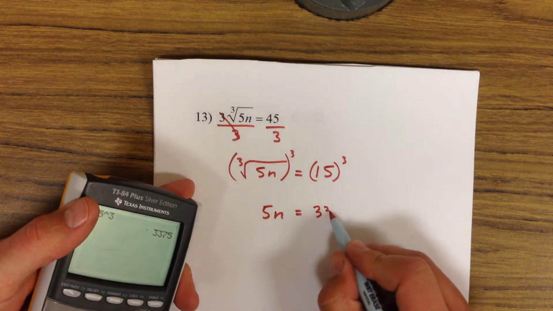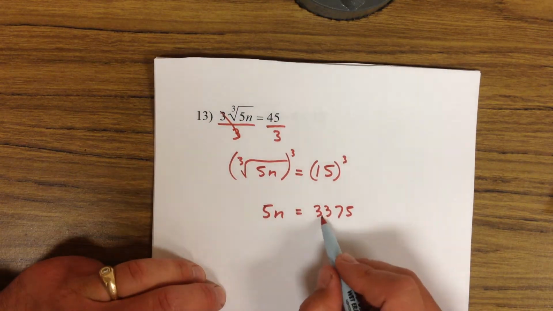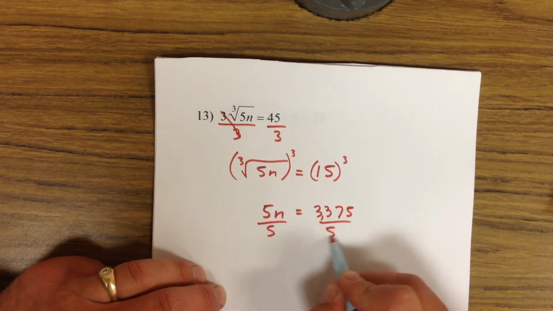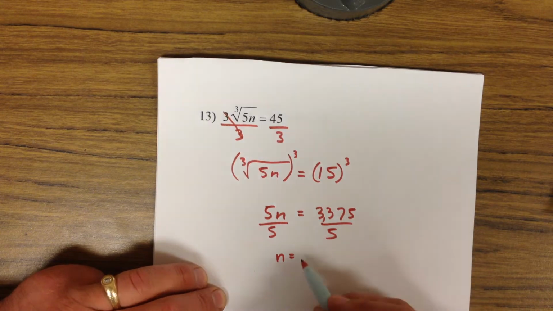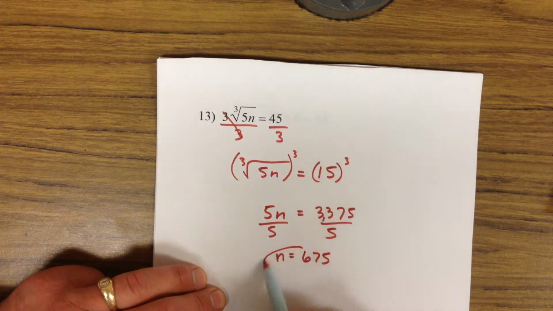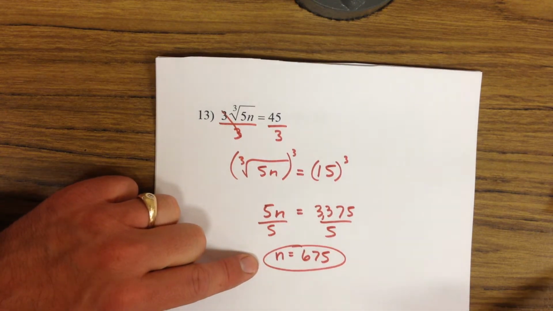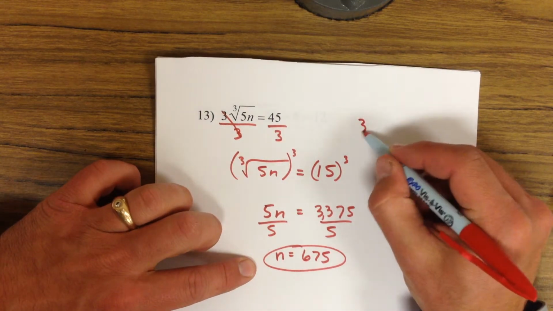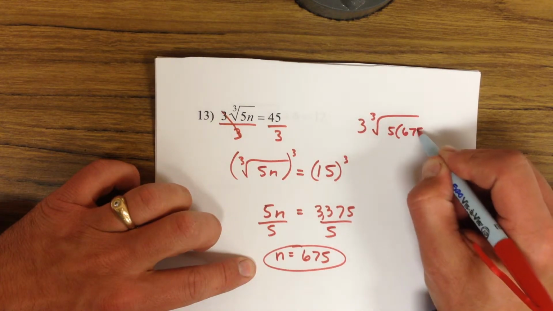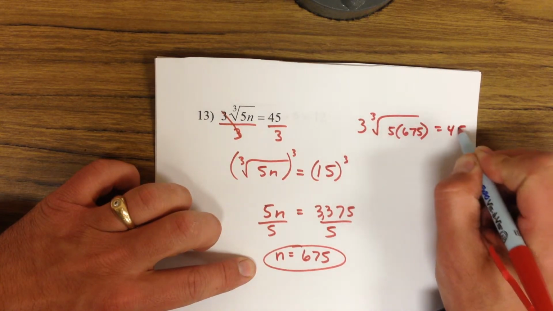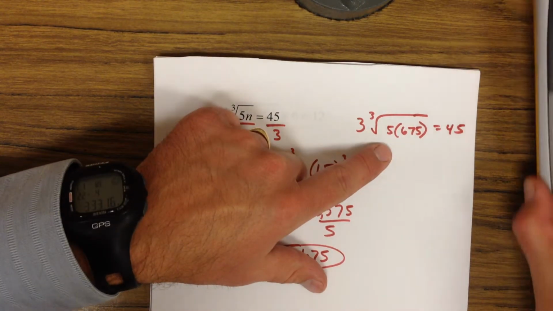Yes, 3,375. Divide by 5. You get 675. You might think that, oh, that answer is way too big, but if you plug it back in, I'm taking the cube root of something, so I'm going to need a pretty big number in there.